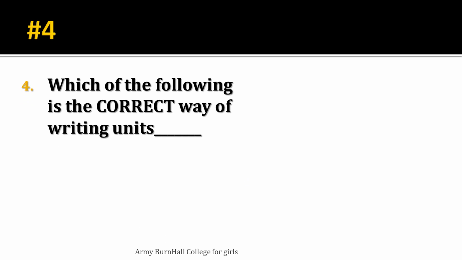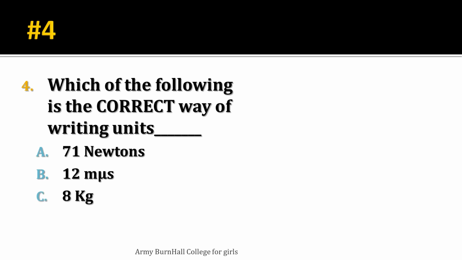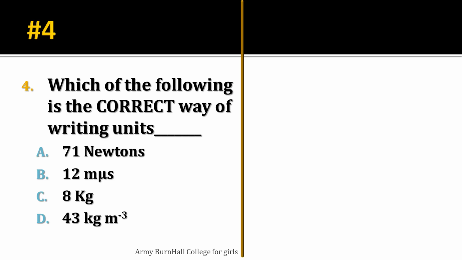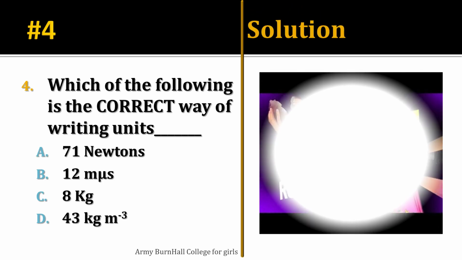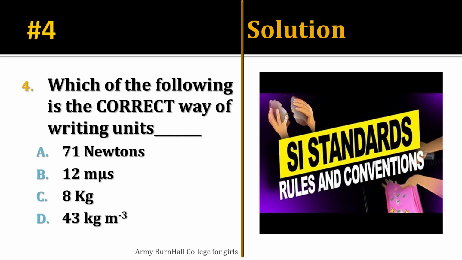Number 4: which of the following is the correct way of writing units? A. 71 newtons, B. 12 millimicrosecond, C. 8 Kilograms, and D. 43 kilogram per meter cube. We will check which one is the correct way of writing a unit by using the conventions for writing SI units. For this, we check option A, 71 Newtons, but over here Newton has a capital N, and this is against the rule. We cannot write the complete name of a unit with a capital letter.